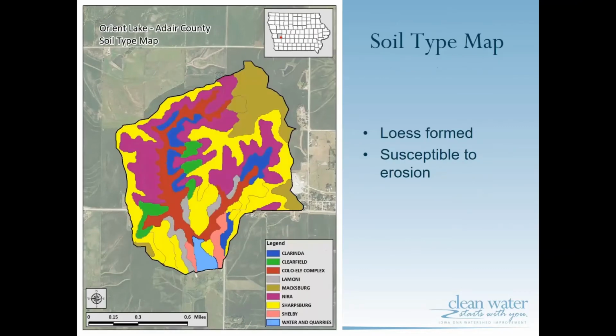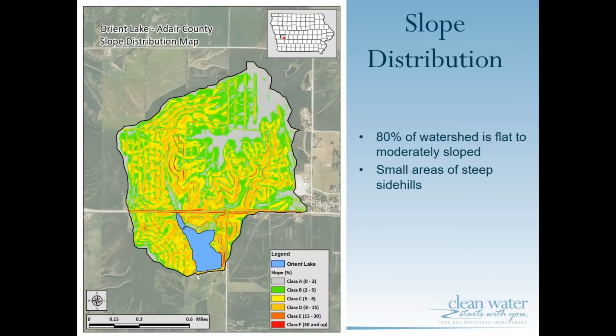Next up, if you look at the soil type map, we can see several different types of soils, with the legend here clarifying if they're Clarinda, Clearfield, Lamoni, and others. Some takeaways would be that it is loess formed over till, and that makes it a little bit more susceptible to erosion than other soil types around the state. If we look at the slope distribution of the watershed, which talks about how flat or how steep the hills are inside the watershed, we can see that 80% of the watershed is either flat to moderately sloped, while there are small areas of rather steep side hill slopes, which could indicate terrace formations inside the watershed. So those will be something that we'll want to take care of and look at inside the document.